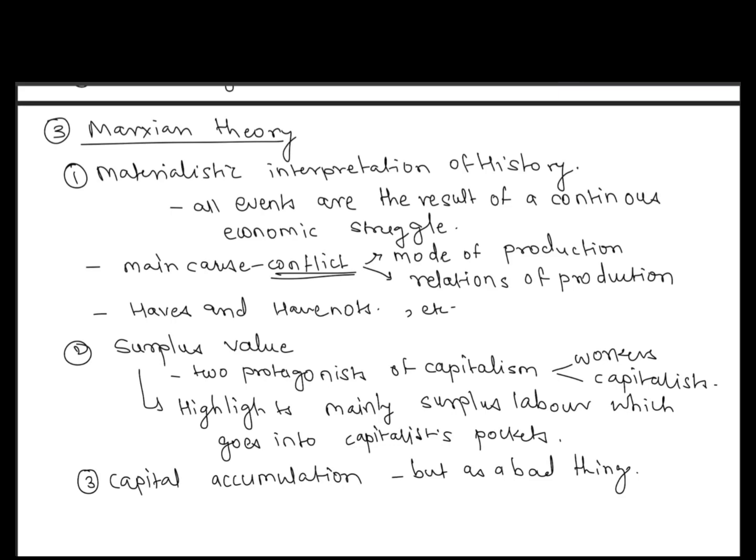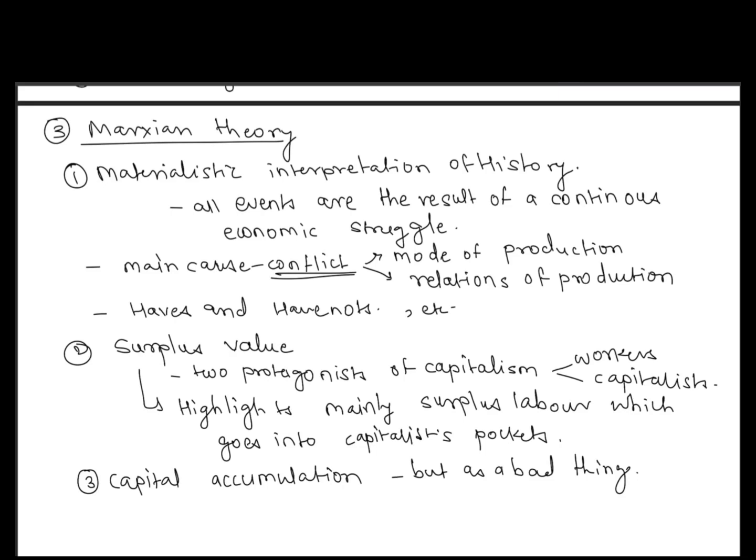The second component is surplus value. According to him, the two protagonists of capitalism are workers and capitalists. Workers are the ones who sell their labor power, and the capitalists are the ones who own the means of production. So capitalists give the wage to labor, that is the worker, and in turn the workers sell their labor to capitalists. It is clear. And he highlights mainly the surplus labor which goes into the capitalist's pocket.